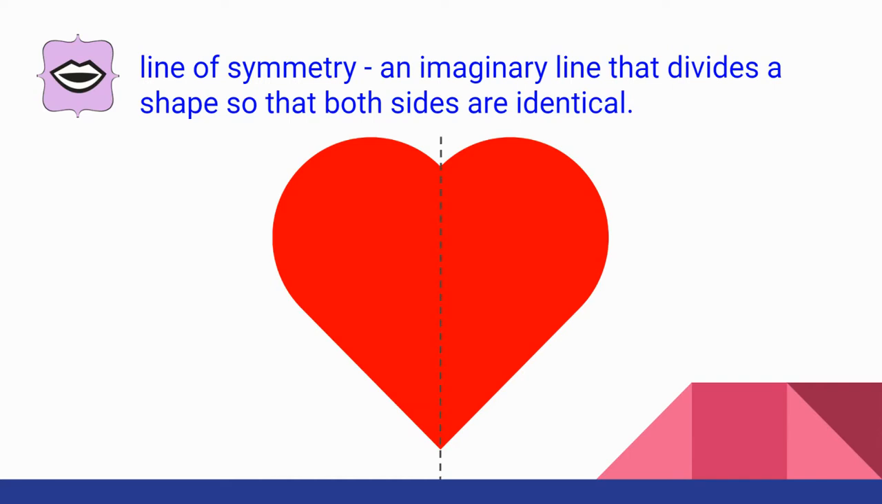So this heart has a line of symmetry. It is symmetrical. Both sides around that line of symmetry are identical. If we were to fold that heart in half, all of the sides would match. So that is something we're going to think about today. But let's look at some examples here in the slideshow first.